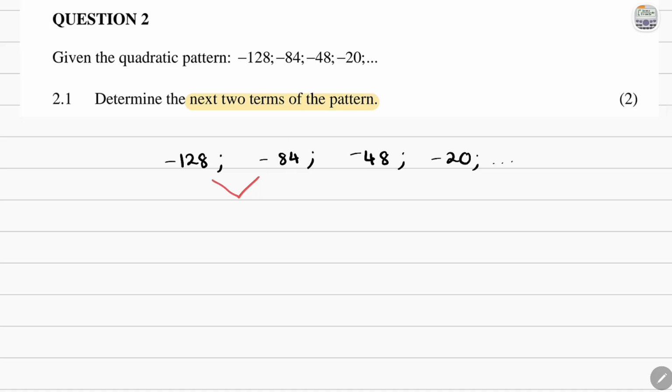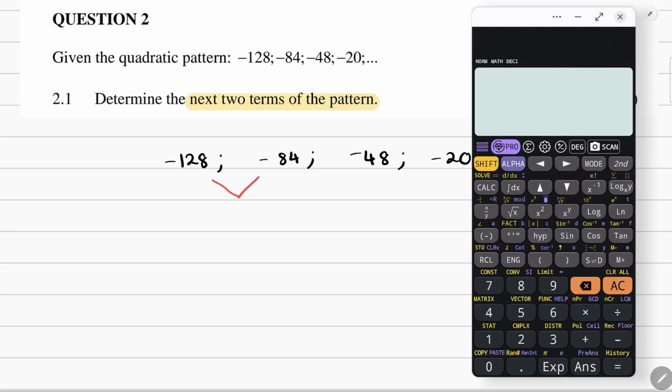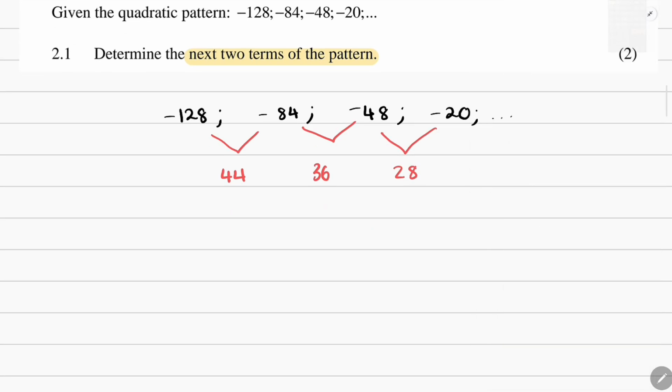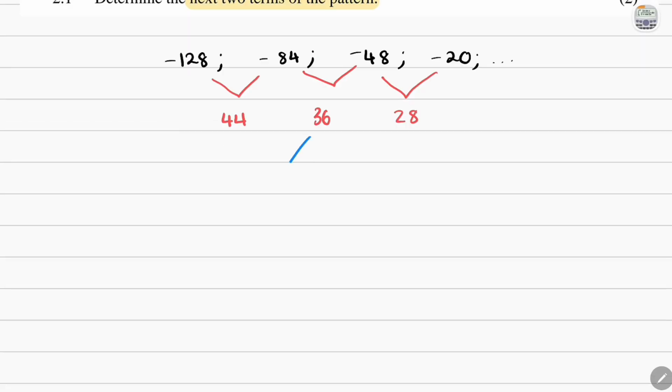We'll say negative 84 minus negative 128. I'm just going to use a calculator for this. Okay, and that first difference value is 44. And then we'll say negative 48 minus negative 84, which becomes a plus 84. And we get 36. And then negative 20 minus, or plus really, 48. And we get a 28. Okay, so that is our first difference. Now we can get the second constant difference. So 36 minus 44, it's going to be negative. So we get negative 8. And then 28 minus 36, also negative 8.